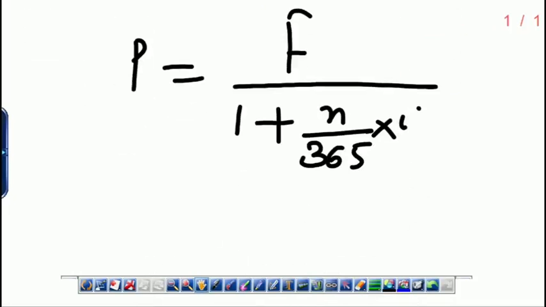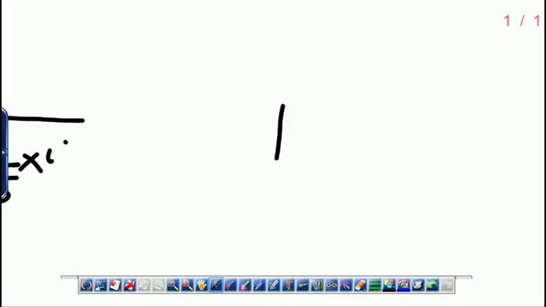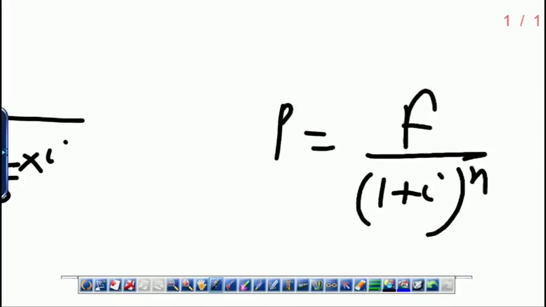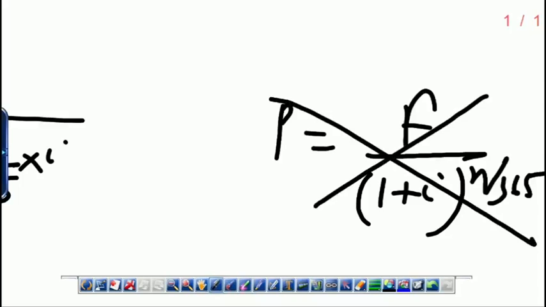Usually, you know that in finance, when we do present value, we do it this way. P is equal to F divided by (1 plus I) power N. N means N by 365, whatever. But in money market, we don't use these formulas. It's all simple interest going on. So this is not used in the money market.